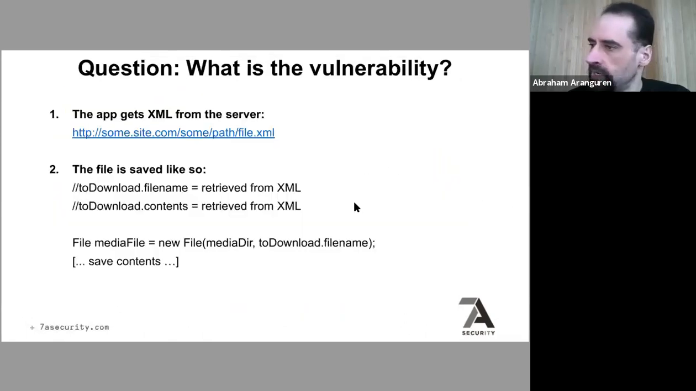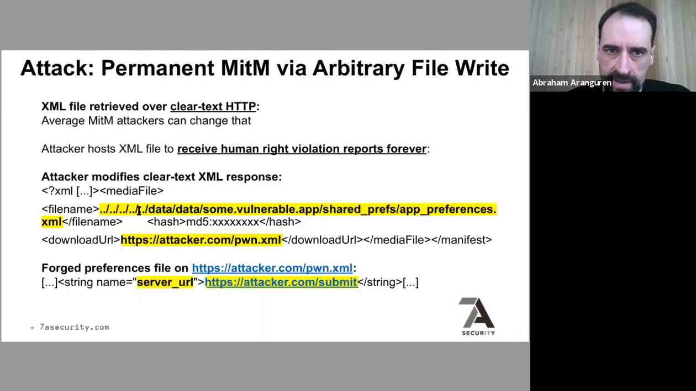So we have a few more clear text vulnerabilities. In this case, the application was getting XML from the server. Actually, this was very interesting because the application was not doing any of this, but the library that they were using to retrieve the XML had this function of processing media files. So we could manipulate the XML to include this media file, and then we could do this path traversal. It was trying to save this XML into the SD card, but we could traverse out of the SD card, specify the application preferences file, and then specify the attacker download URL. So basically, we could get a permanent man in the middle through an arbitrary file write, right?